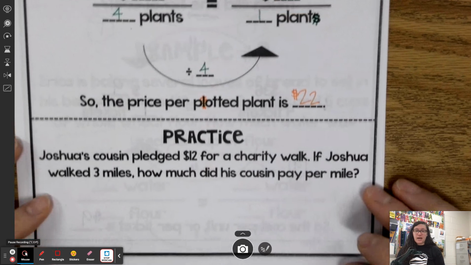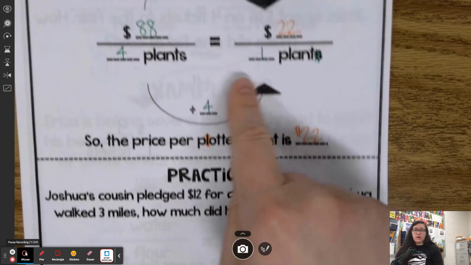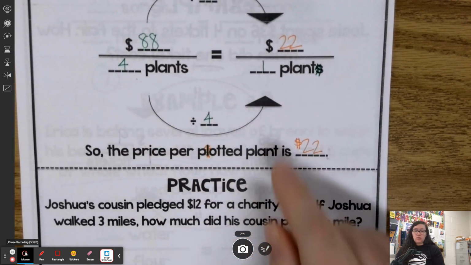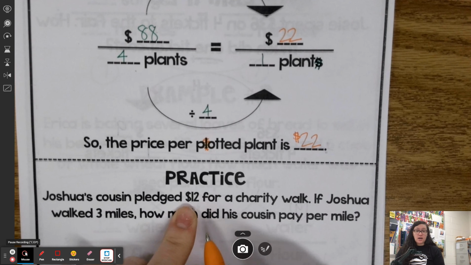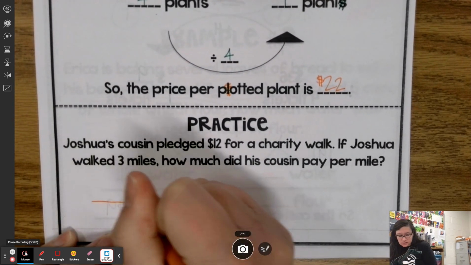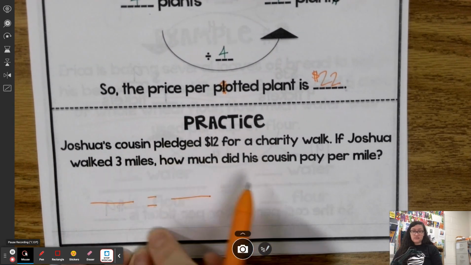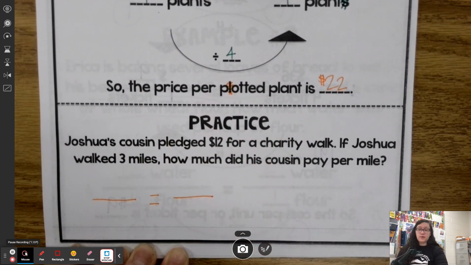Alrighty. I'm going to have you try this practice problem on your own. Set up your fractions first. Where are things going to go? Remember, money's always going to be on top. So first, teachers, pause the video and have students just practice filling in their numbers for their proportion.